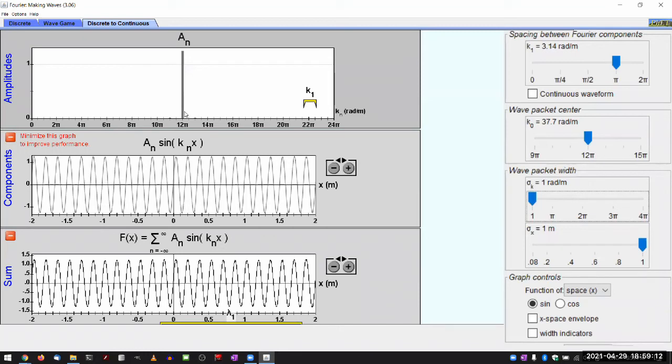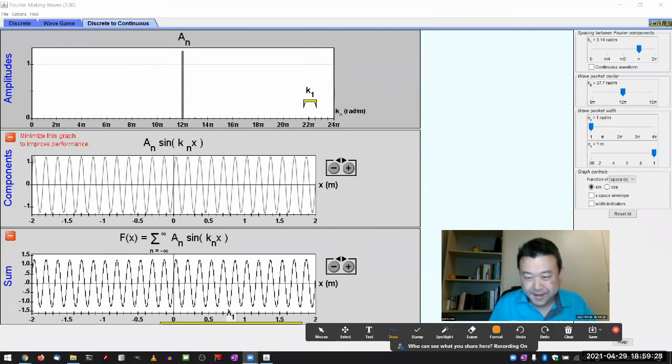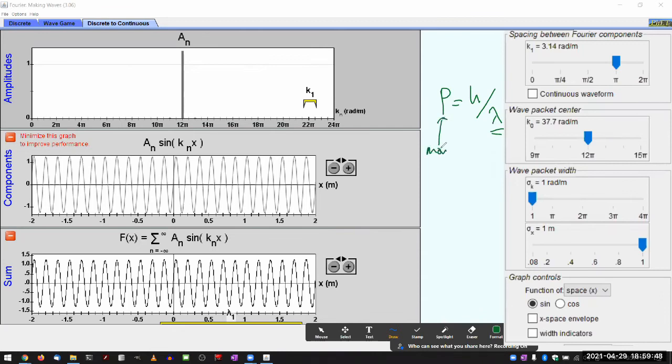Let me write that. The de Broglie relationship, which relates wavelength to momentum. I think this is the version that's in your textbook: momentum is given by Planck's constant divided by wavelength. This relates the wavelength, which is what the simulation is dealing with, to momentum, which is a particle property.